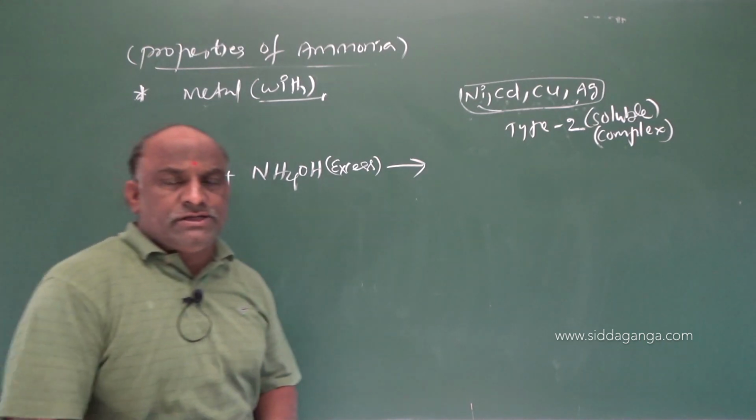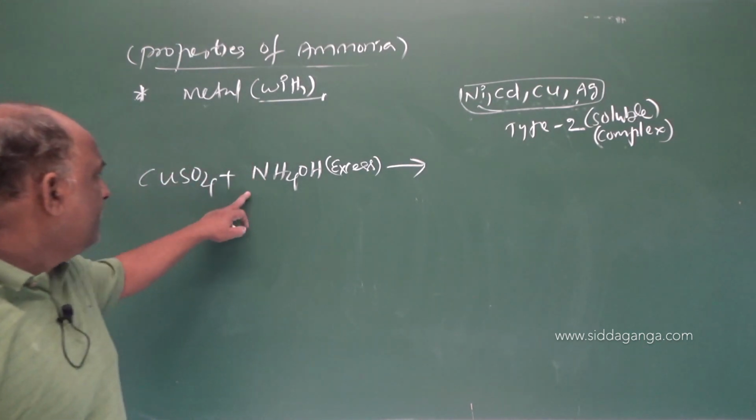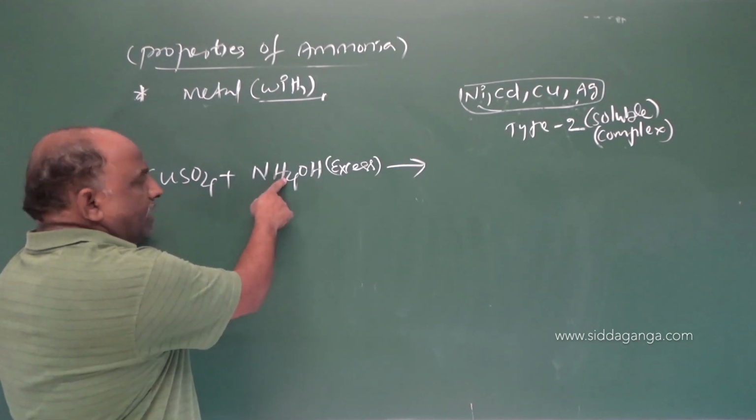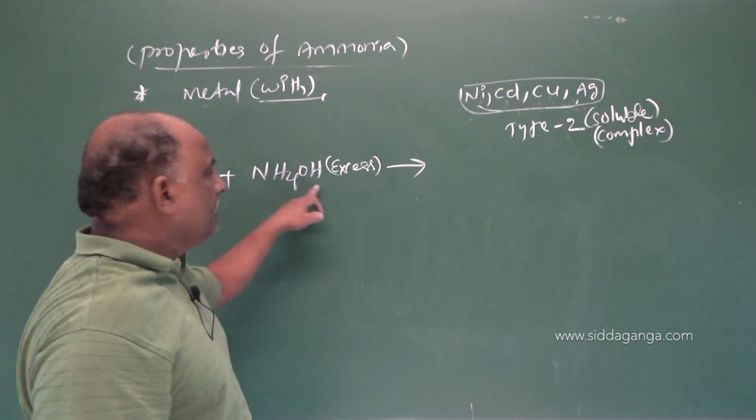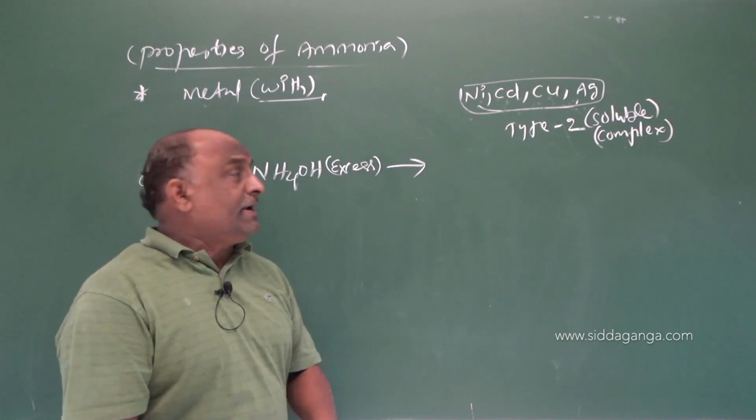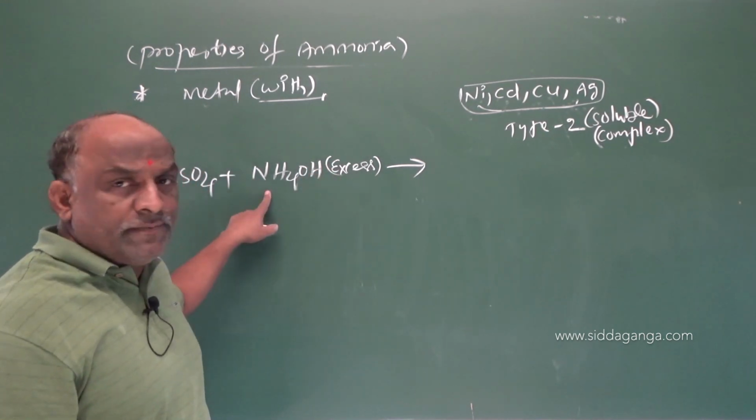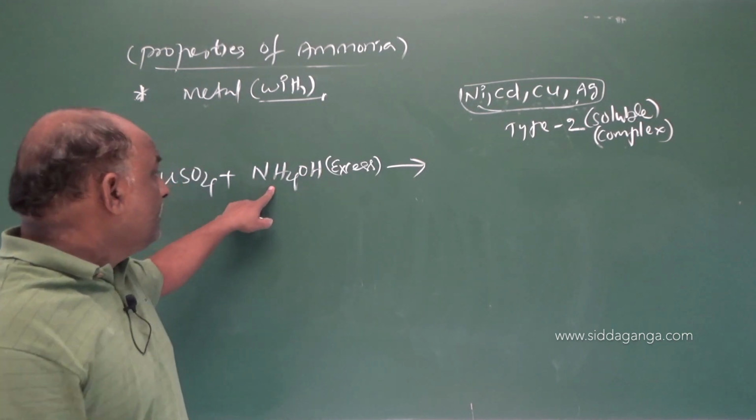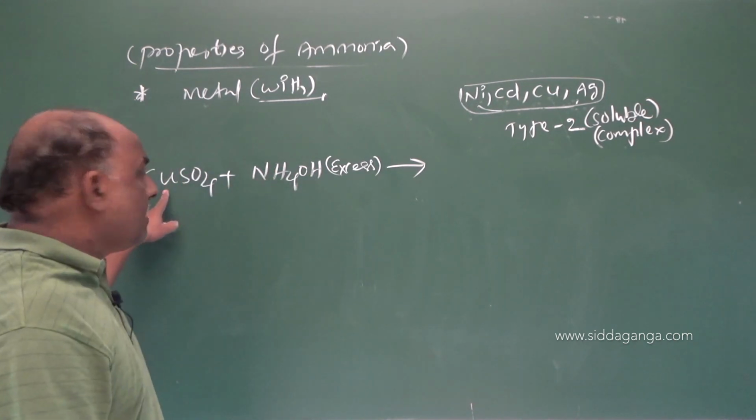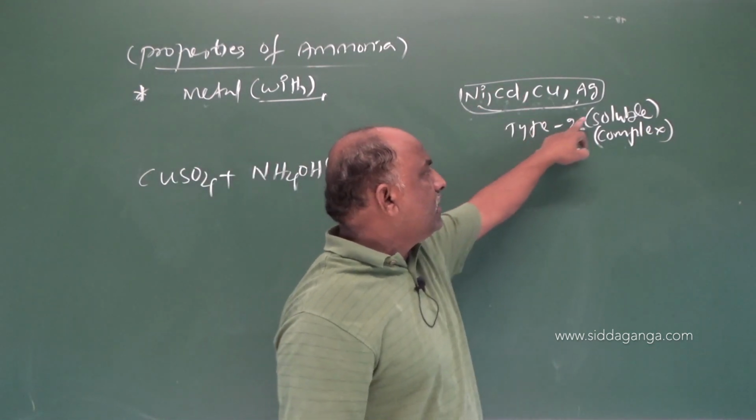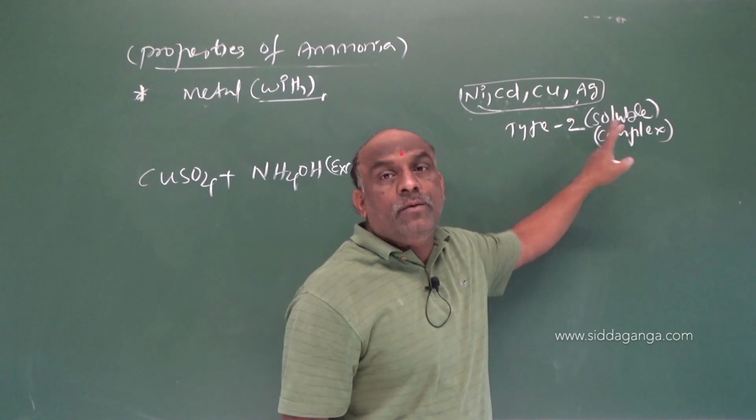CuSO4 plus NH4OH. Then what will be the reaction? Actually, in the first step, what will we get? Ammonium sulfate, followed by copper hydroxide. But excess of ammonia means excess of aqueous ammonia. Excess of aqueous ammonia reacts with copper sulfate. So here, once you observe, these type 2 reactions are soluble and they can form complex compounds.